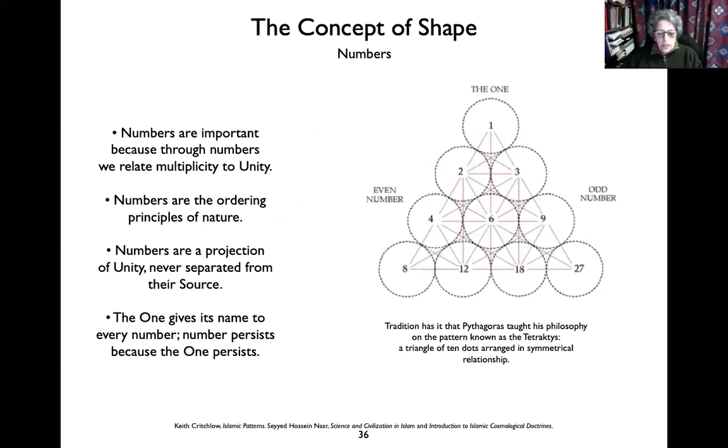This is another example of how numbers are important, because through numbers we relate back to unity and back to the one. Numbers are the ordering principle of nature. Numbers are a projection of unity, never separated from their source, which is one. And the one gives its name to every number. Number persists because the one persists. So you can't have a 6 without a 1 first. You can't have an 8.